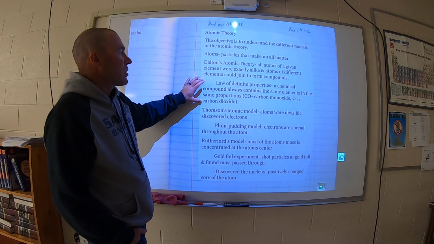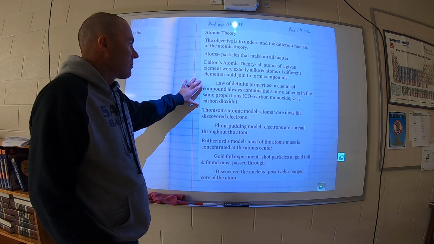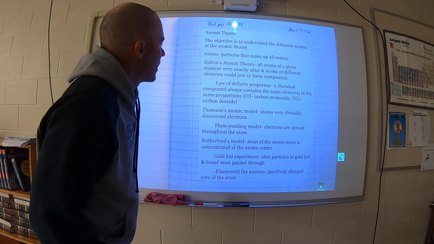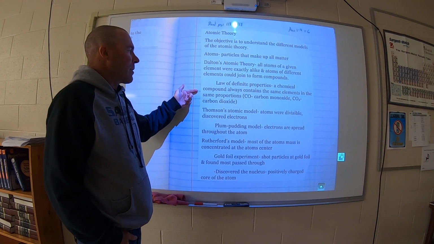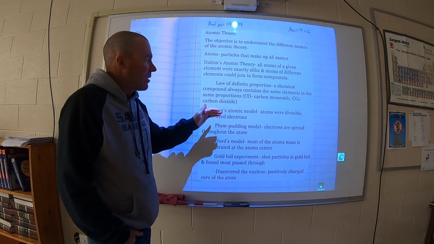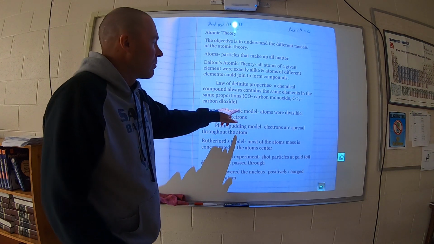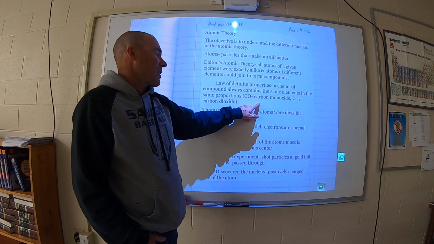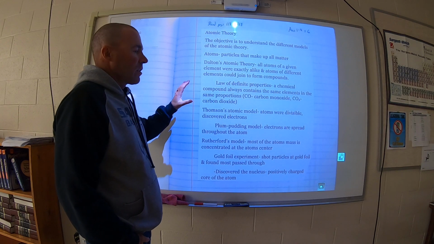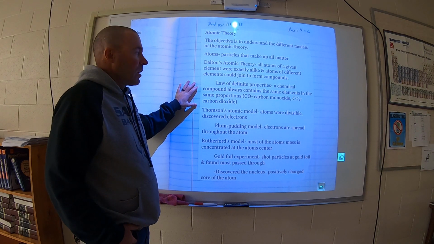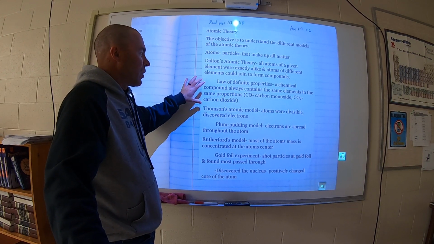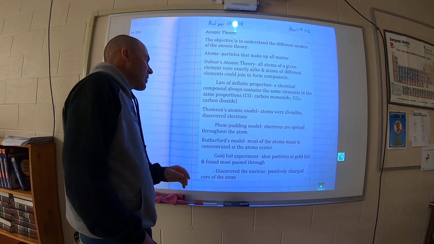The law of definite properties, which we will do a lab over maybe this week, I'm not sure, says that a chemical compound always contains the same elements in the same proportions. So if you have carbon and oxygen in a 1-to-1 ratio, that forms a compound, carbon monoxide. If you have a 1-to-2 ratio, it forms carbon dioxide. Same thing with, we know that H2O is water. Well, H2O2 is hydrogen peroxide, which is a lot different than water. So we'll deal with that a little bit later, but that's the law of definite properties.